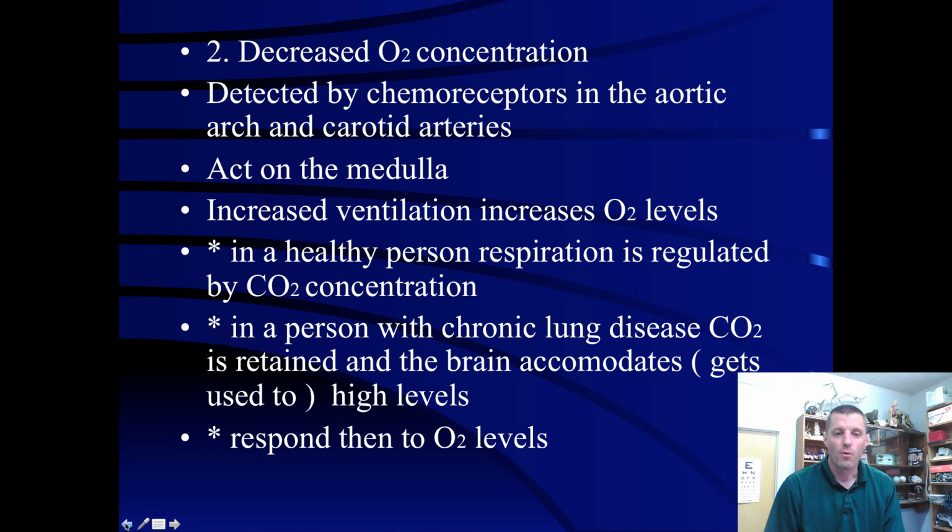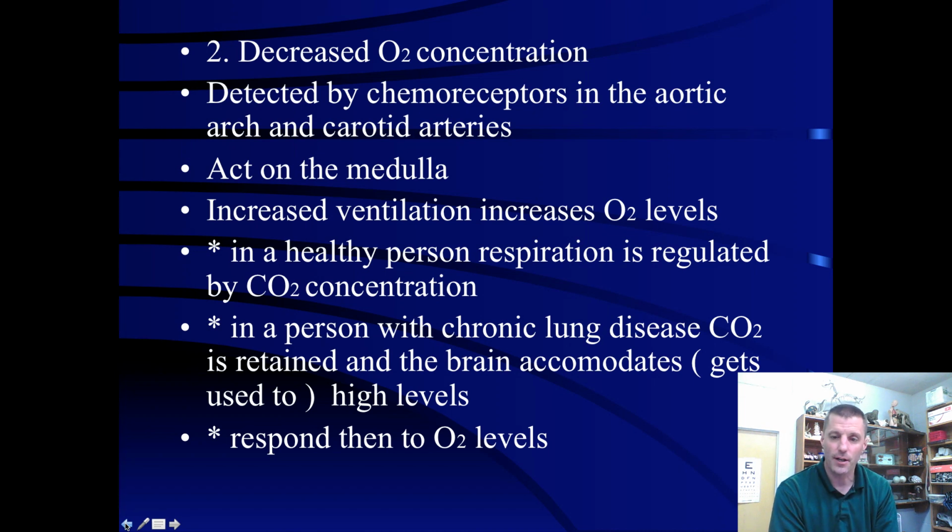Okay, so these are in order. Number one was increased carbon dioxide. That's the number one way that your body uses to regulate breathing. But then there's also a decrease in O2 concentration, and that also acts on the medulla. Increased ventilation, in other words, if you're moving more air in and out of your lungs, you're going to increase the oxygen level. That first asterisk is really important. In a healthy person, respiration is regulated by carbon dioxide concentration. It's regulated by how much carbon dioxide your body is producing and you have to get rid of, rather than by how much oxygen you're taking in.